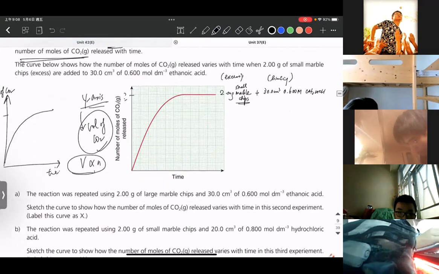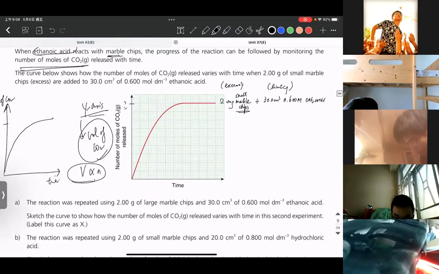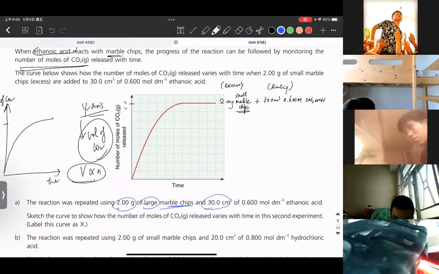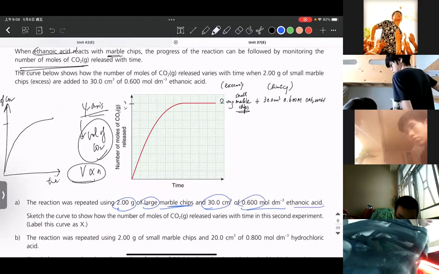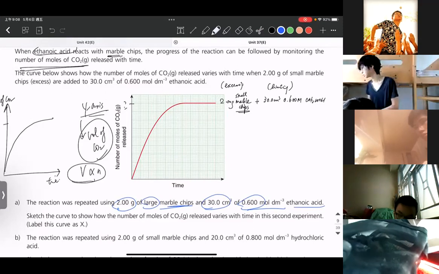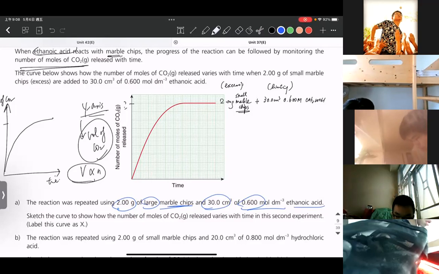So how about A? You are going to give another sketch, another case, right? So I change it to 2.0 gram large marble chips, 3.00 cm cube, 0.600 molar ethanoic acid. What would the graph be like?